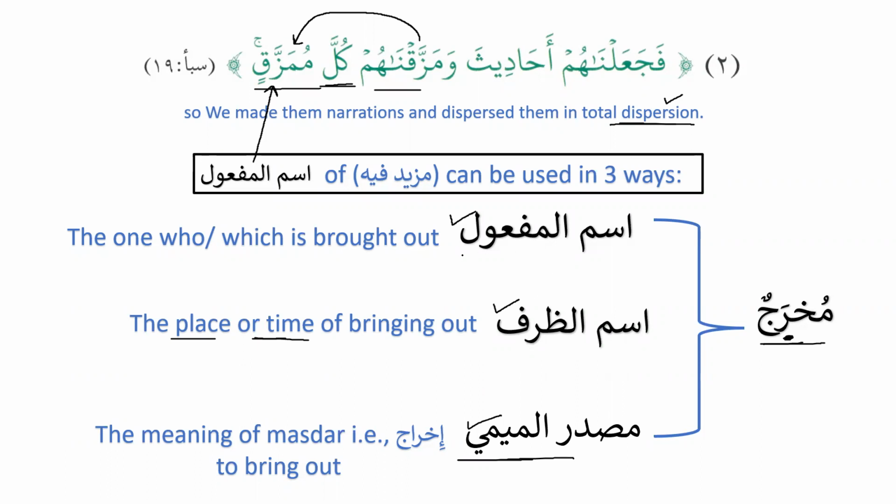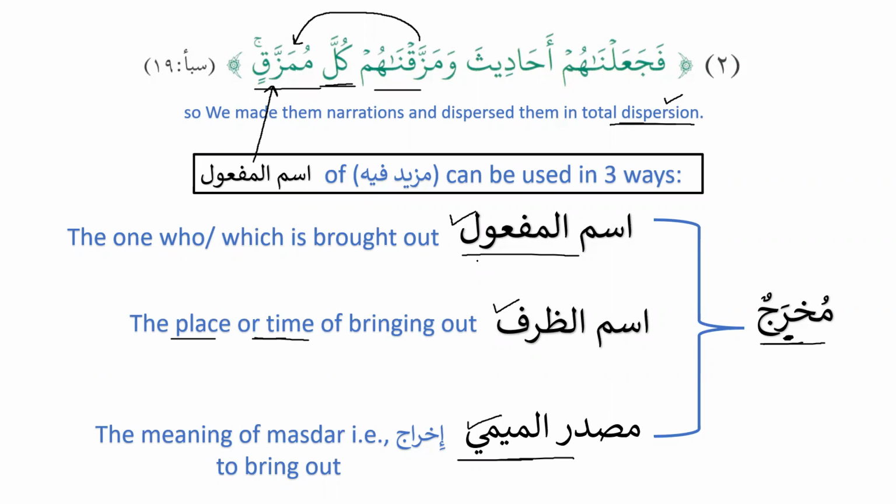And if it is used as ismul maf'ul, then it will give the meaning of something that has been dispersed. But here it is not translated as something that has been dispersed. It is not being translated as the place of dispersion. It has been translated as dispersion itself. So mazzaqa yumazziqu tamziqan. Tamziq means dispersion, and mumazzaq also means dispersion. So inshallah, when you focus a little bit more on this, it will be clear.